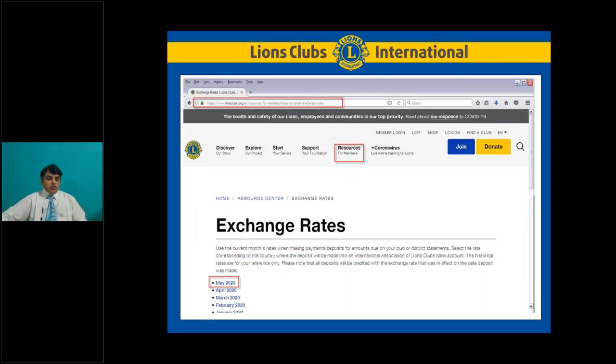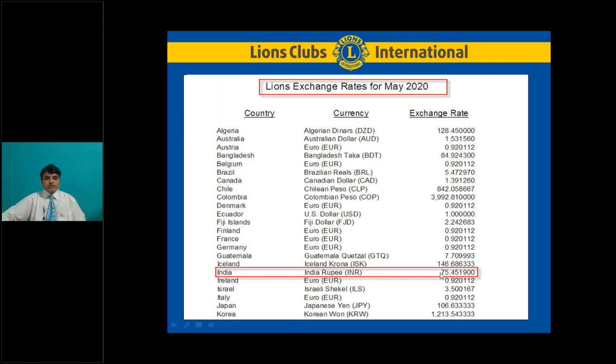When it comes to exchange rates, they fluctuate every month. LCI projects the exchange rates on its website, lionsclubs.org. On lionsclubs.org, you need to go to the Resource Center, go to exchange rates, and click on the month. When you click on May 2020, a PDF will be generated. So here you can see it.